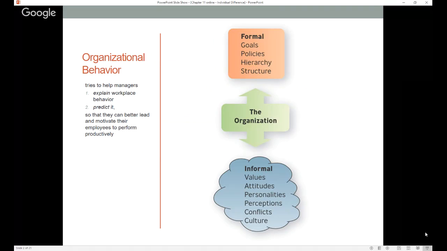So after going through this chapter, if you like the things that this chapter talks about, the concepts that are covered in this chapter, do think about looking at management as a major. So let's start talking about all these different things that affect how people behave at the workplace.